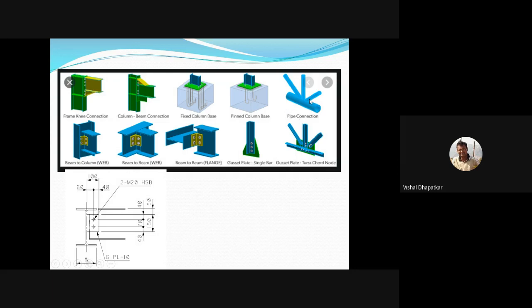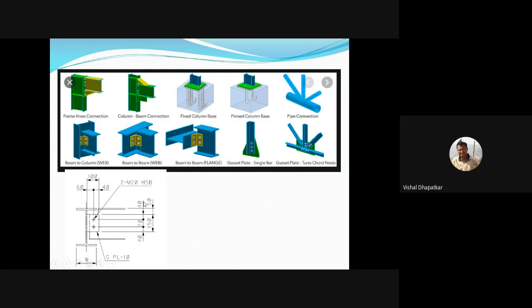This is pipe connection in which it will be welded to all pipe. In case of pipe connection, bolting is not possible. This is beam to column web connection. This is beam to beam web connection. Again, this is beam to beam flange connection. This is bracing connection. This is also bracing connection which will be used for truss.